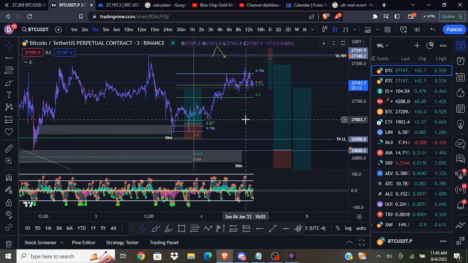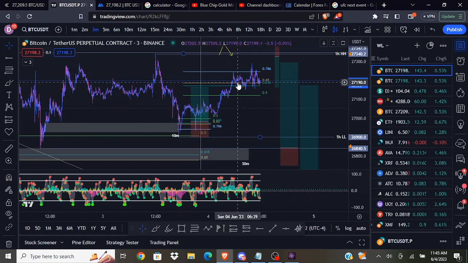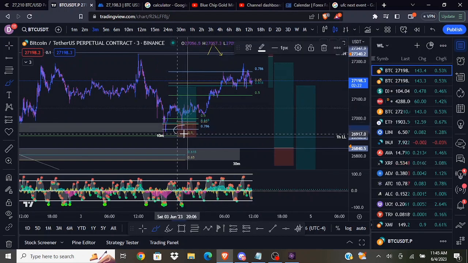Alright, it is Sunday now. It's about noontime on Sunday. And yeah, since my last update, we have gotten a move to the upside. I somehow managed to stay in this trade, even though we got this very deep retracement.